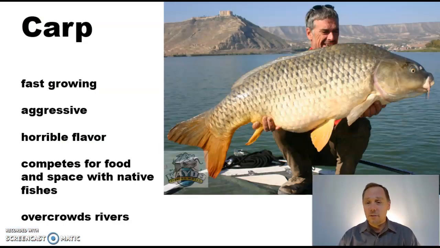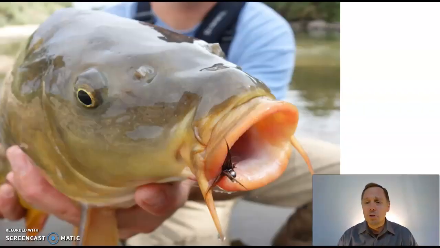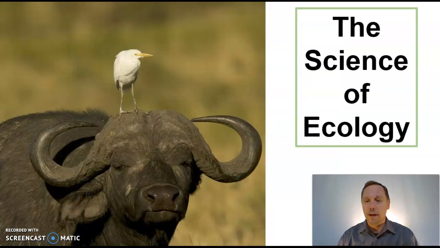All right, and finally you have the carp. Fast growing, aggressive, horrible flavor, competes for food with our other native species, overcrowds rivers. I just want a kiss, just give me a kiss. I just want to get you out of here, Mr. Carp. That has been the science of ecology, relationships in nature.